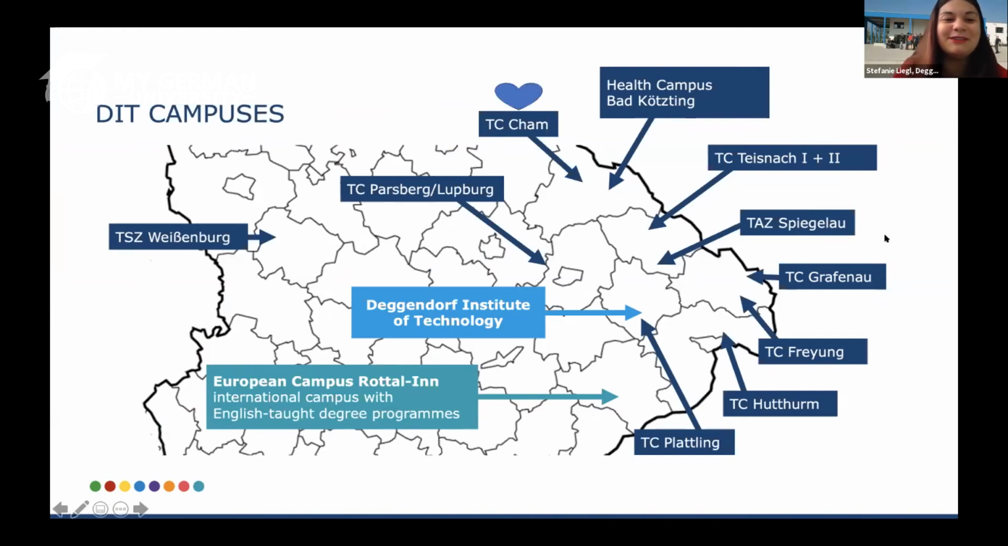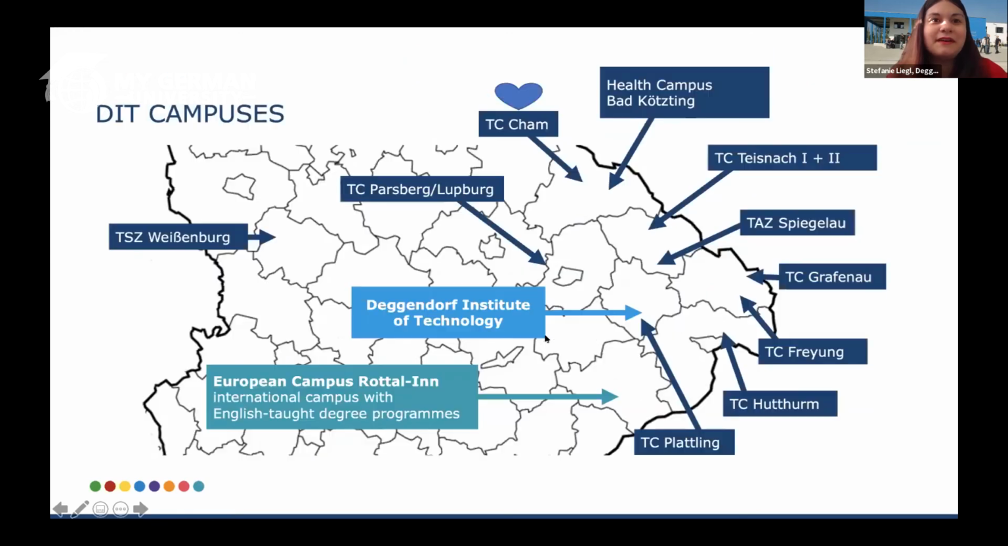Here you can see an overview of all the technology campuses that are affiliated to the DIT. Of course, our heart today belongs to Campus CAM, which is focused on mechatronics and automation. Our neighbor is the Health Campus in Bad Kötzting, which is focusing on digital health topics. Teisnach is focused on sensorics, as well as measuring technology and high frequency technology. Spiegelau is focused on glass technology. Grafenau is focused on digitalization, artificial intelligence, and big data. Freyung is focused on applied computer science as well as bionics. Hutthurm is known for simulation. Plattling is the campus for modern mobility. Then we have 3 teaching campuses, one of which is Campus CAM, Deggendorf Institute of Technology, which is the mother campus, and the European campus in Rottal-Inn, which only provides English taught topics.